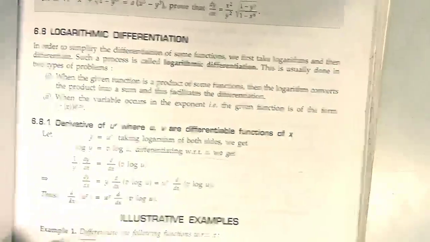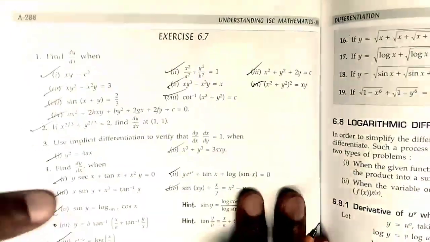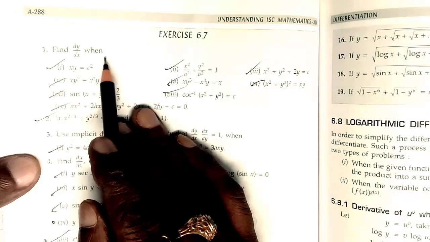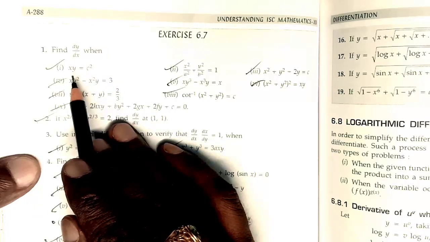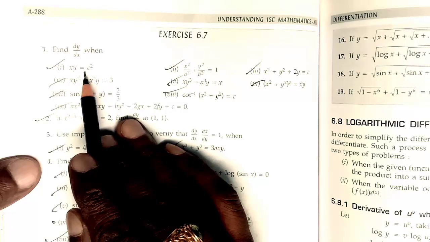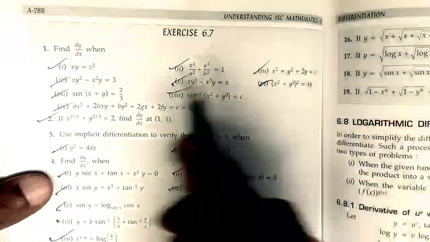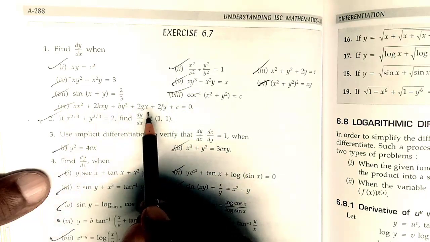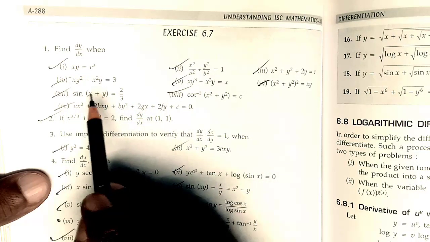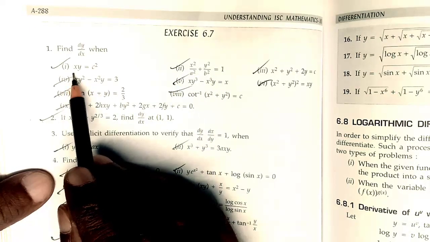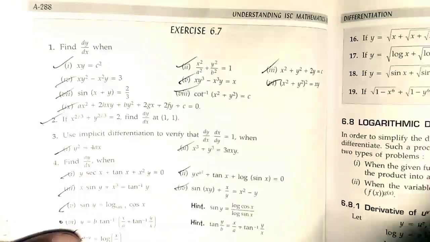See the exercise, it is given like this. Exercise 6.7, find dy by dx. You have to find out dy by dx. Question given, xy is equal to c square, c is constant. Let me solve one by one. Number 1, how many parts are given? There are a total of 9 parts given. I am doing 4 parts for you. I am doing the first part, then I will do the third part. Just see, first part given xy is equal to c square. Just see how to solve.